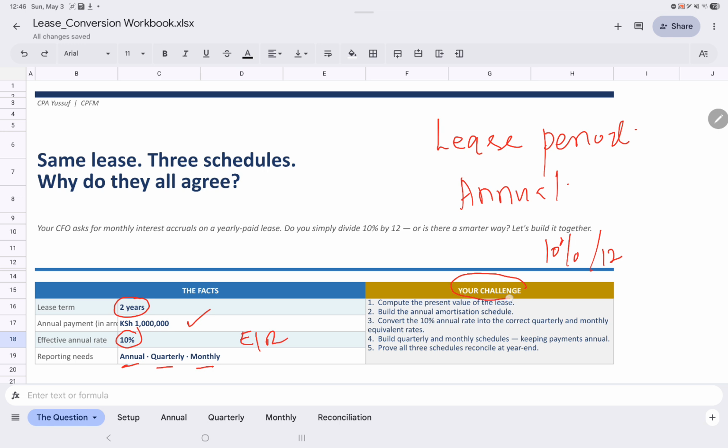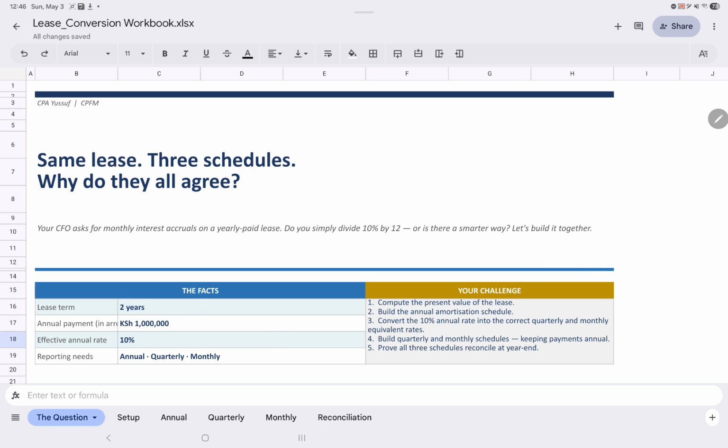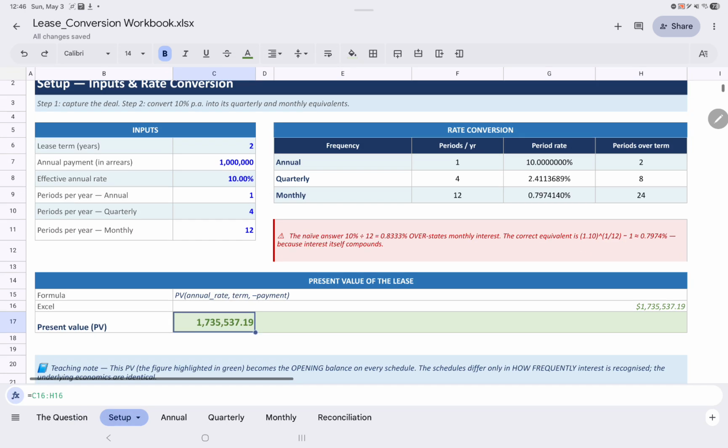What's our challenge today? Compute the PV, the present value, build the amortization schedule, convert the 10% annual rate into correct quarterly and monthly equivalents, and then we reconcile and see if all the periods reconcile. Okay, let us set up together.